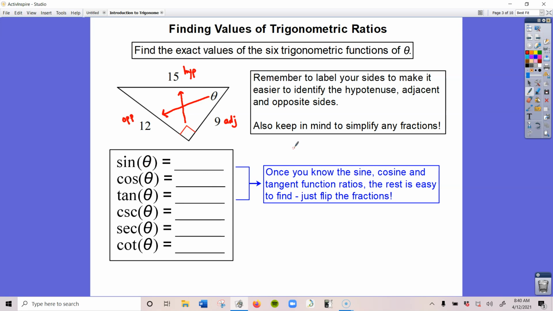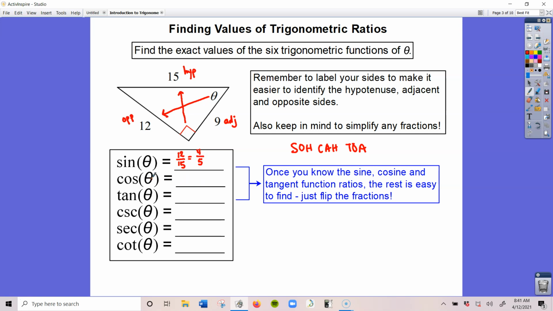Now sine, remember that this is SOHCAHTOA. Sine is opposite over the hypotenuse. So I look at the opposite and put it over the hypotenuse, which is 12 over 15. Now, all of these ratios should be simplified. We can simplify 12 over 15 by dividing the numerator and the denominator by 3. 12 divided by 3 is 4, and 15 divided by 3 is 5.